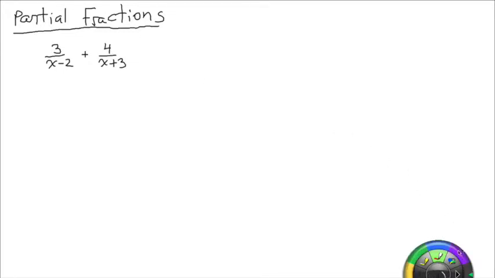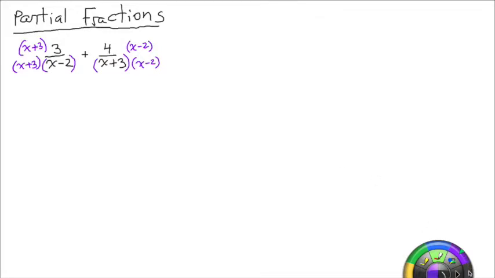Well, to combine them, you're going to need a common denominator. So what's missing on this side as a factor is this x plus 3, so you'd multiply top and bottom. This should be a little bit of review. And what's missing on the right-hand side, we already have the x plus 3, so what's missing is this x minus 2, so you would multiply it top and bottom.